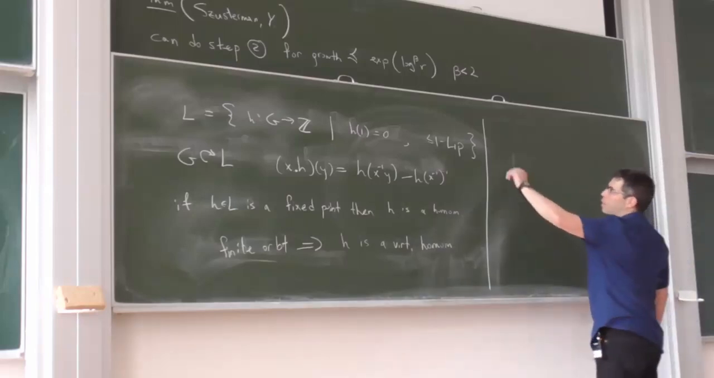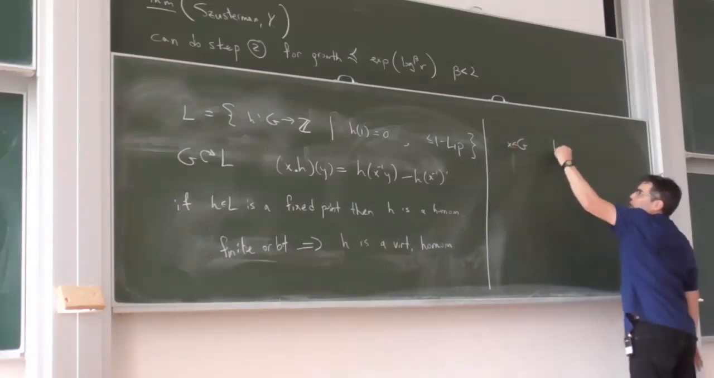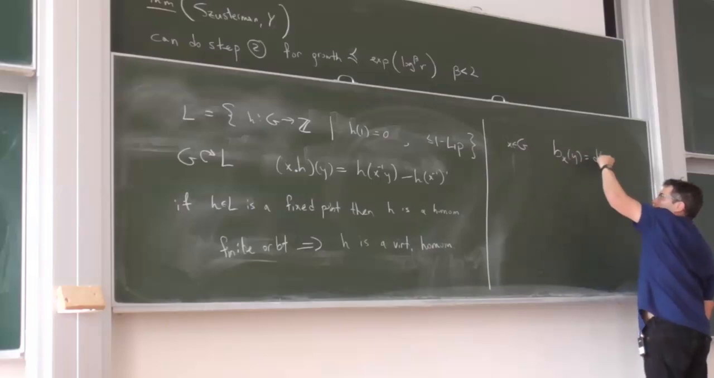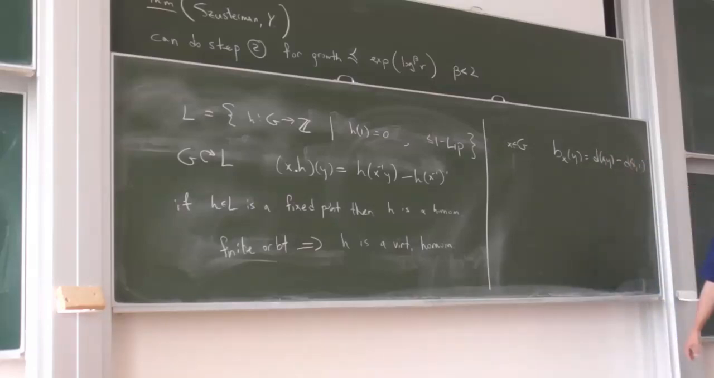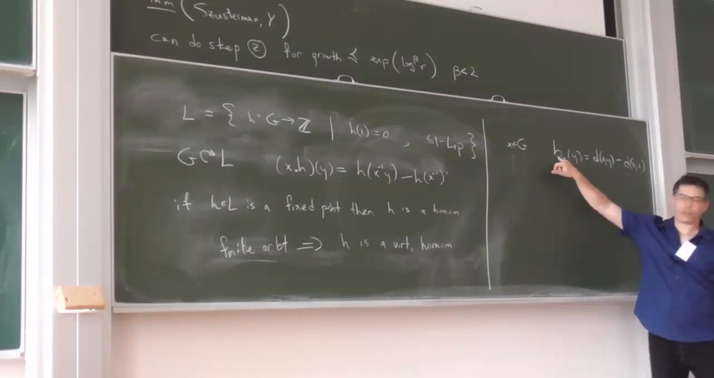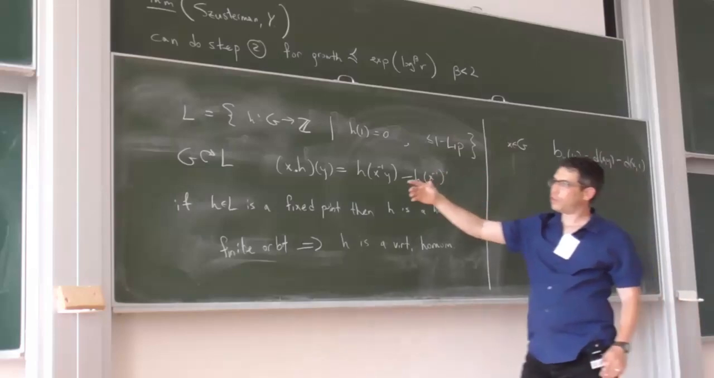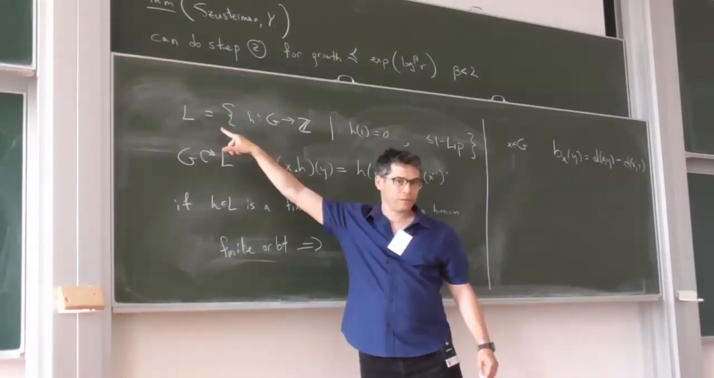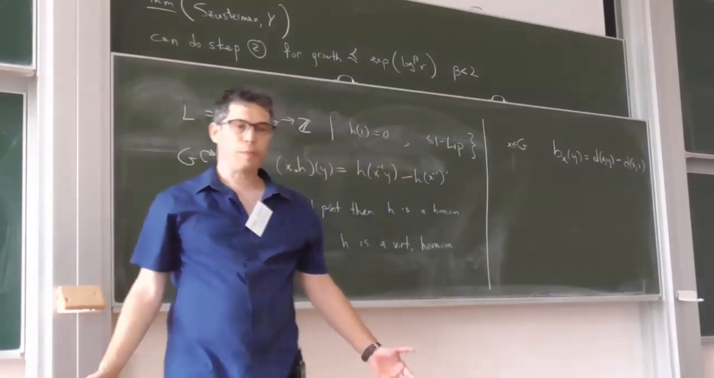So I can give examples of functions in this space. One is the identity, which is a base point. For every x in G, I can define the Busemann function dx, and these functions sit inside this space. So you have a way of embedding your group inside this space L. And this space L is compact.